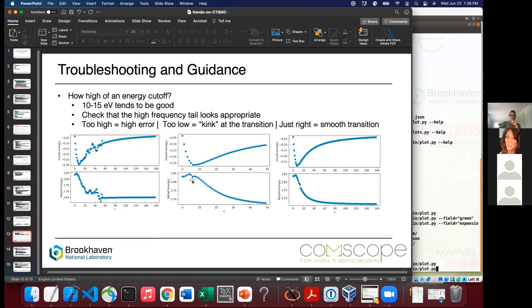Here, you can see that kink even better. But if I choose the cutoff just right, I'll get some smooth transition from sampled frequencies to asymptotic tail. All of these have the same amount of measurement time, but we can see there's much better error here than here.